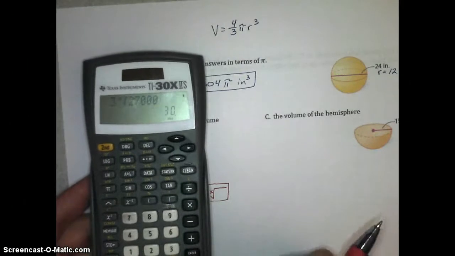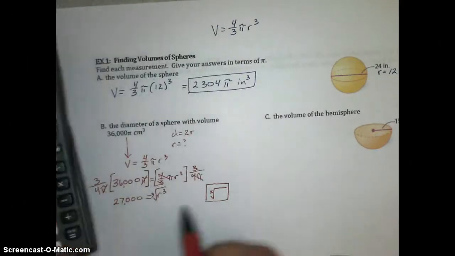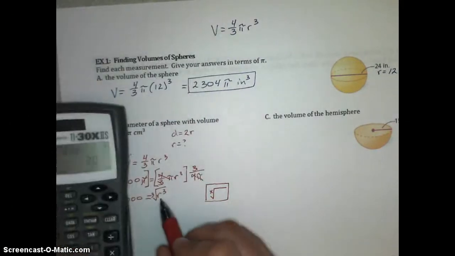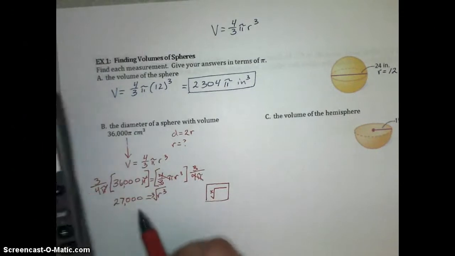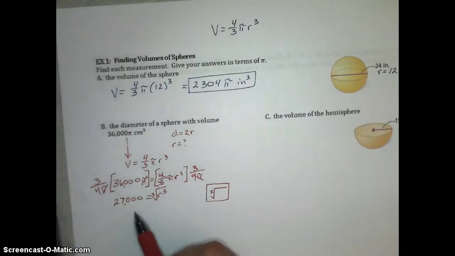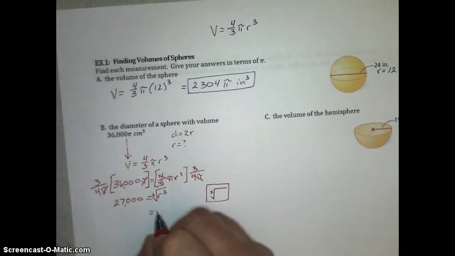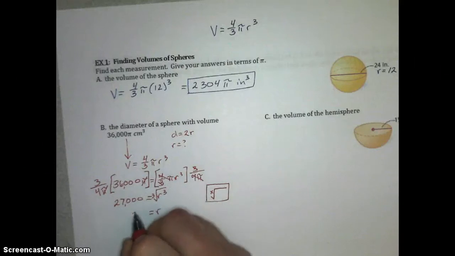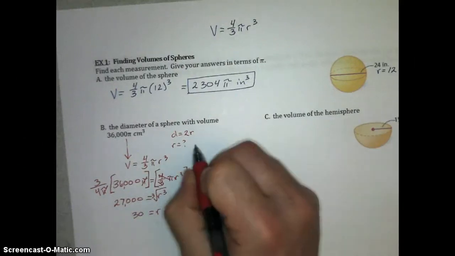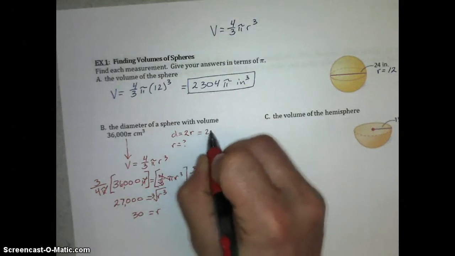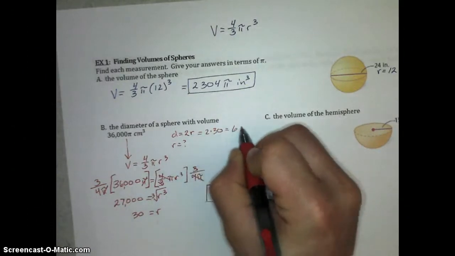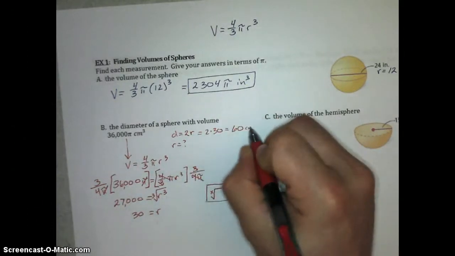Hit enter, and we get that the cubed root of 27,000 is 30. That means 30 to the third power is what would give me 27,000. Now we could use guess and check, but it's a lot easier to use 30. So the radius of our sphere is 30, so the diameter is twice that, or 60 centimeters.